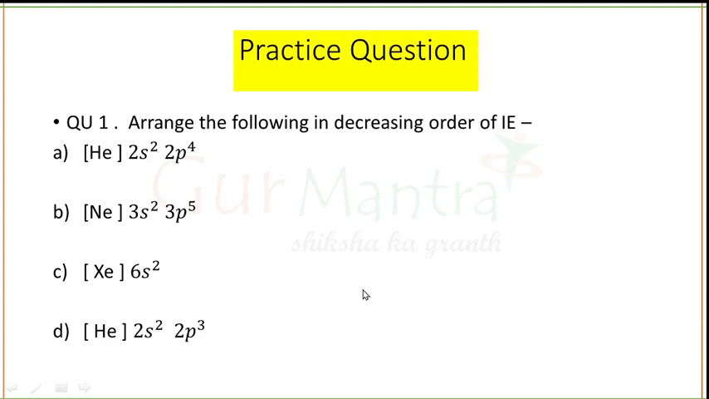Next we have a practice question. The question says, arrange the following in decreasing order of ionization enthalpy. You have been given these options. Here I would suggest you please pause your video and solve it quickly.